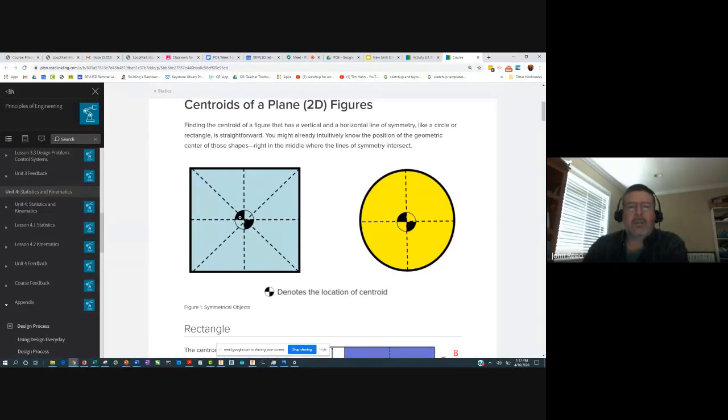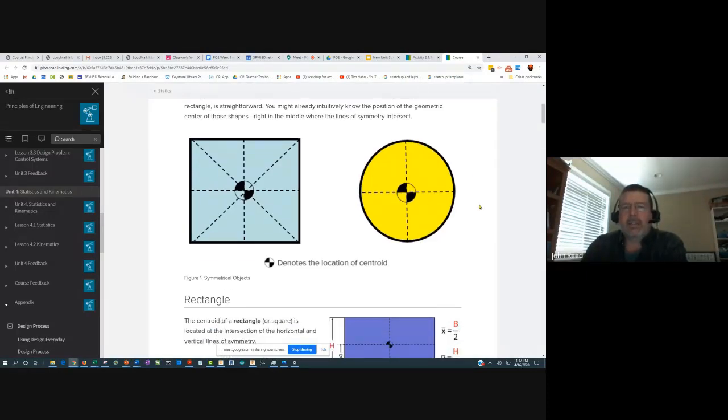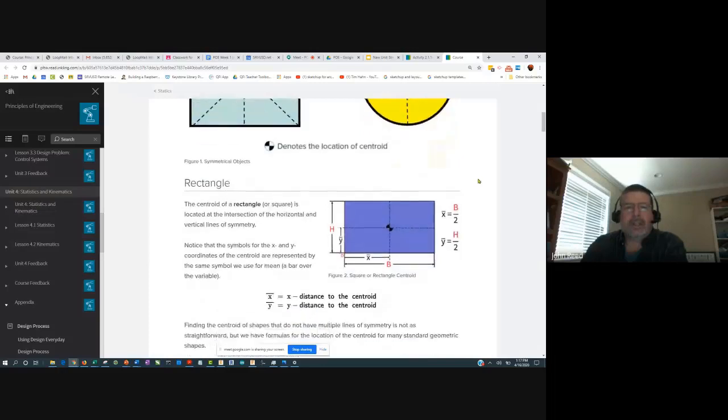The centroid is always going to be at the point where all of those symmetry axes intersect. And similarly for the circle, only 2 of them are drawn here, but there are an infinite number of symmetry axes on a circle. So it's got the horizontal and the vertical ones, and that's where the centroid is going to be located. So highly symmetric shapes, they're pretty easy to calculate this quantity.